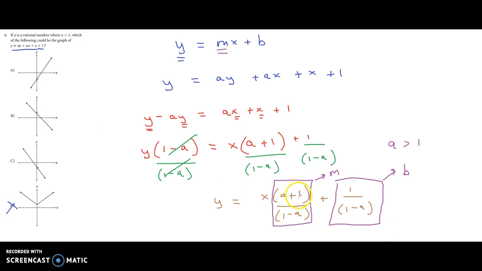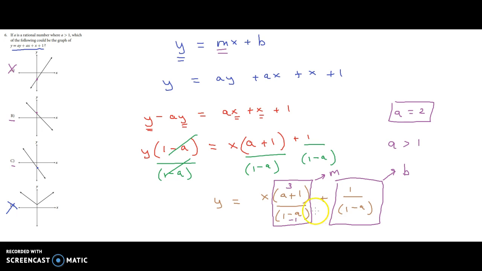Okay, so let's look at this. Well, if a is greater than 1, the top part is going to be positive. Let's just pretend a is equal to 2. Let's just pick a number right there and try that for a minute. So if a is equal to 2, what does this become? Well, the top part is going to become 2 plus 1, that's 3. And the bottom part here is going to be 1 minus 2, which is negative 1. So that tells us our slope has to be negative. So that means a is out. It's got to be either b or c.